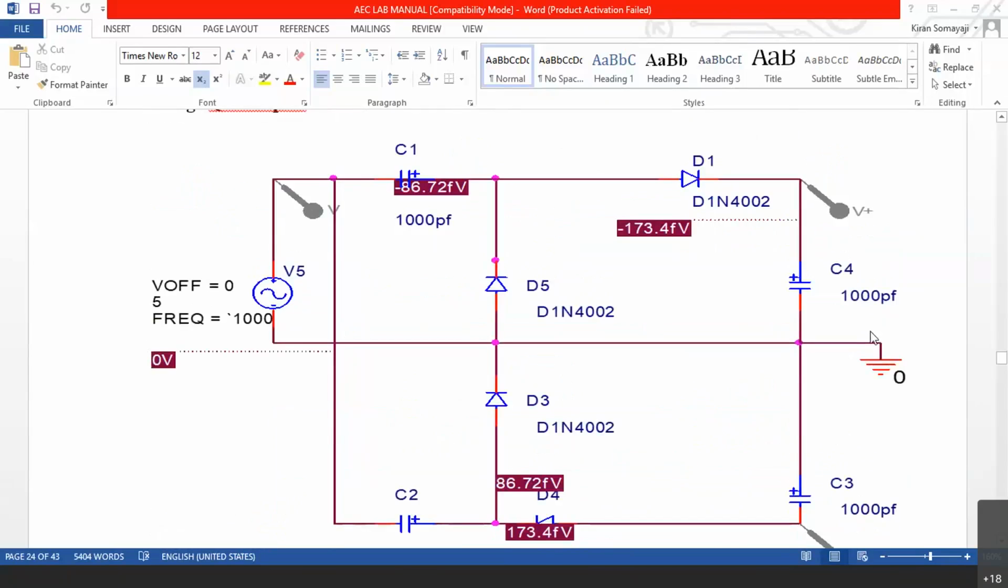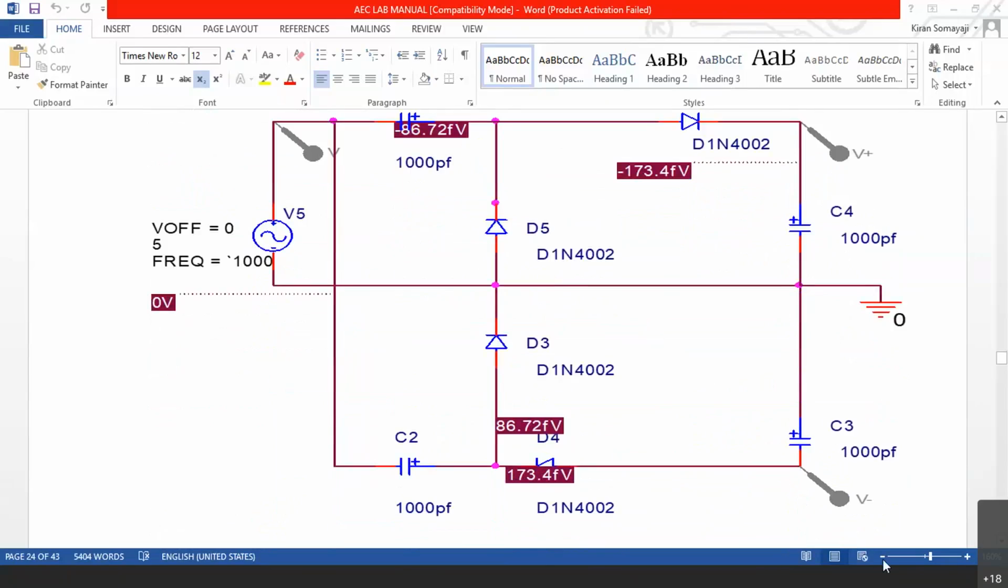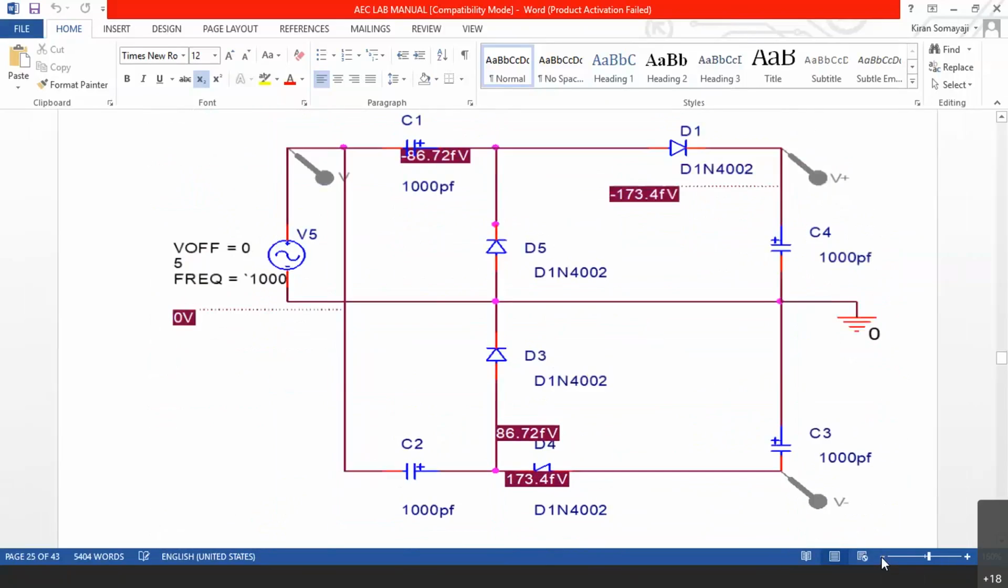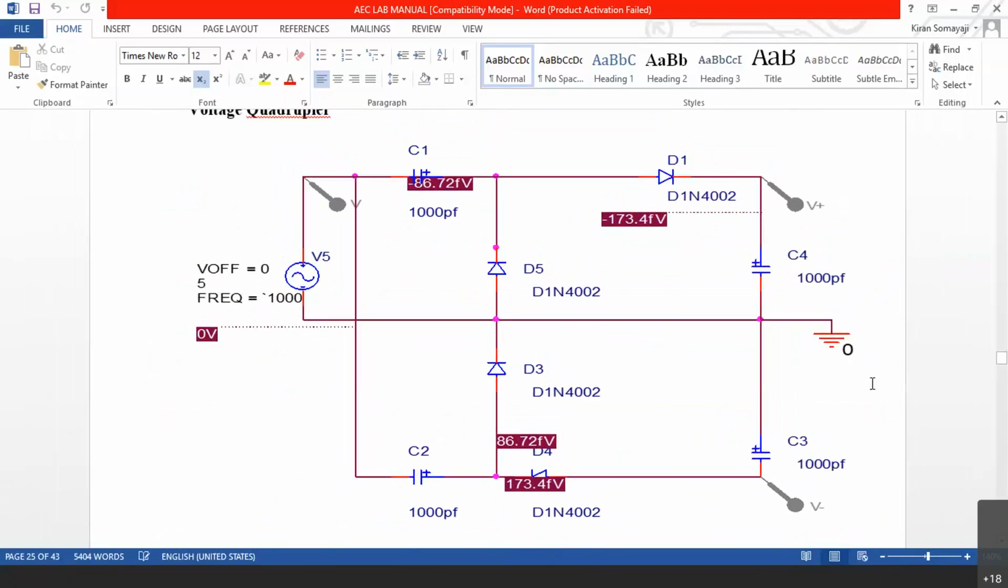Coming to the last circuit, that is the voltage quadrupler. Let me slightly zoom out. Okay, this is the voltage quadrupler. This is the extension of the voltage tripler itself. You can easily understand this.